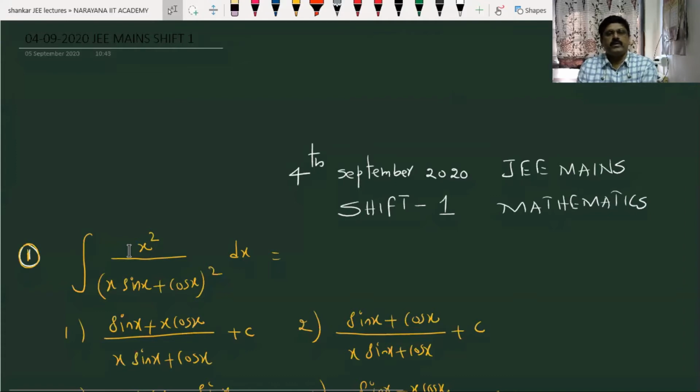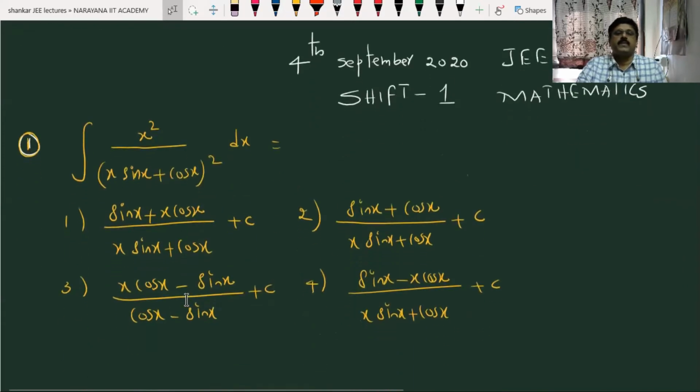Now I am going to discuss the problems that were given in the 4th September 2020 JEE Mains Shift 1, students. If you observe all the problems carefully, all are concept oriented. The students who are perfect with the basics can do these papers easily. Now let us have a look at this question paper, students.